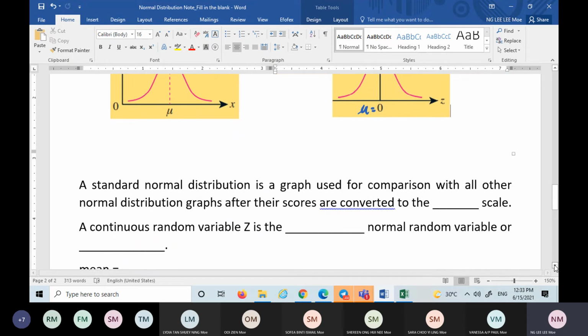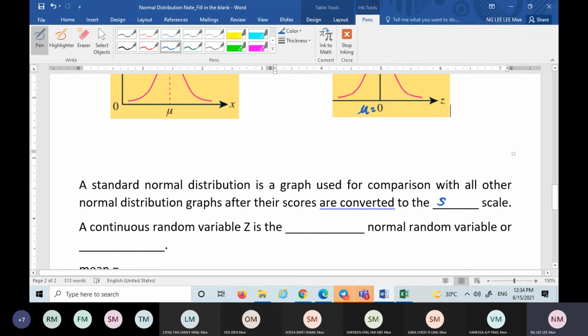A standard normal distribution is a graph used for comparison with all other normal distribution graphs after their scores are converted to the same scale. Same scale means everything is converted so that the mean is 0 and the standard deviation is 1, all converted in that way. So they have the same scale, therefore they are comparable. You can compare each of them.